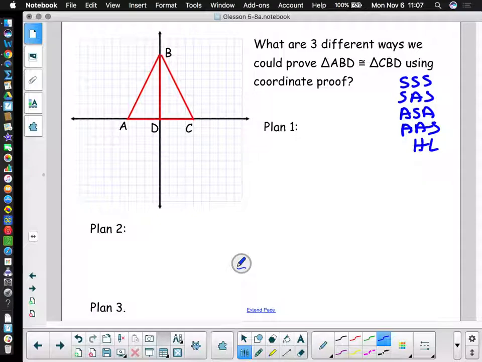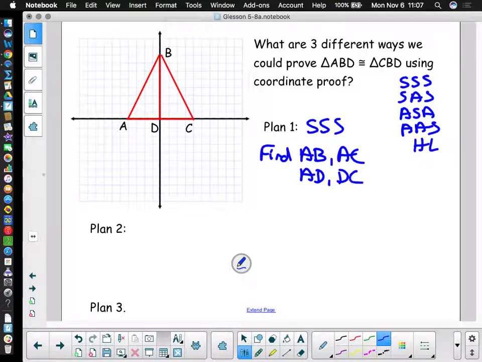So plan one, well, the easiest way in the coordinate plane always to show that triangles are congruent is just to go ahead and use side, side, side, because you can just do distance formulas on all three sides. So plan one would be side, side, side. Find the length of AB and AC, and then AD and DC. Show those are congruent. We have the reflexive, BD is reflexive. So 4 distance formulas, and we're pretty much done.